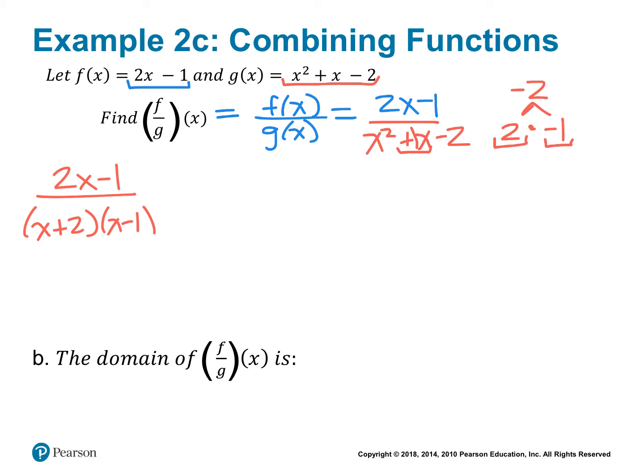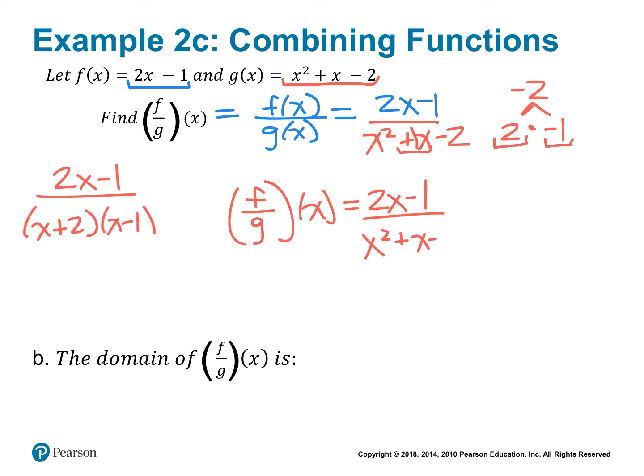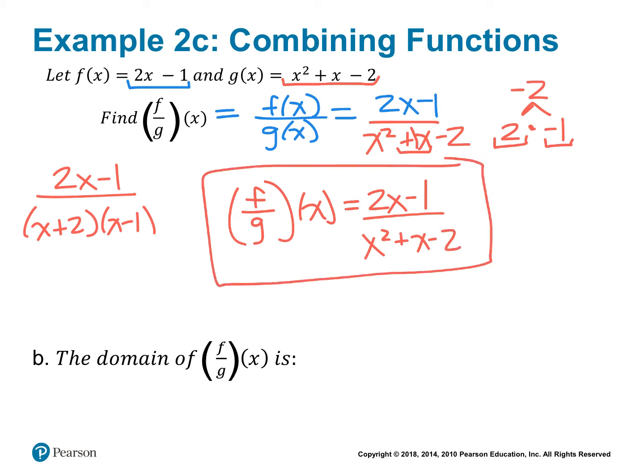So for my final answer, I am just going to leave it as the quotient of f divided by g of x equals 2x minus 1 over x squared plus x minus 2. I can leave it like that because I tried simplifying and nothing could reduce out.